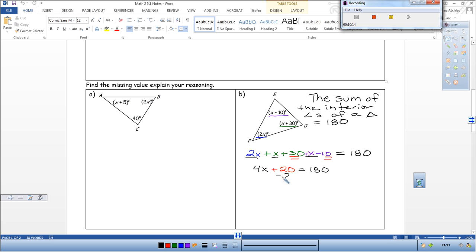So then I'm going to subtract the 20 from both sides. I'm going to get 4x equals 160. Divide by 4, divide by 4. We get x equals 40. Any questions over that? We're all good? Okay, next one.